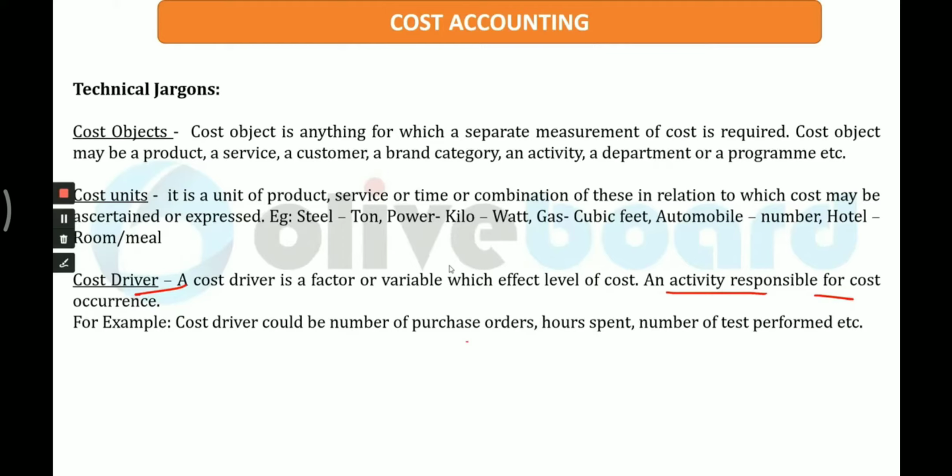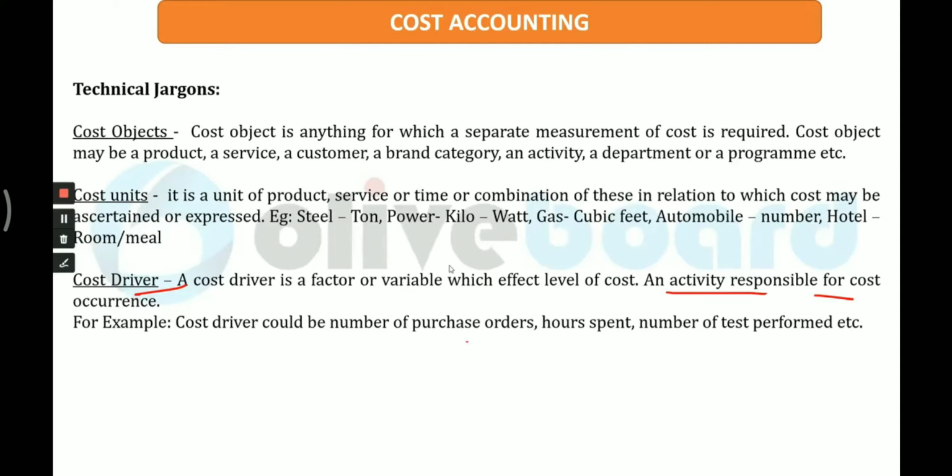For example, simply, suppose I want to produce a car. When I produce a car, how will I produce it? First thing, I have to buy the raw materials. That is one part. But how many times will I buy the raw material? Purchase orders. How many orders will I place? Now I need labor. How will I pay the labor? Based on the hours they work. If the hours worked are more, obviously the wages will be more. If the hours worked are less, then the wages will be less. So hours spent will be a cost driver. For each industry, they know what the cost driver is.